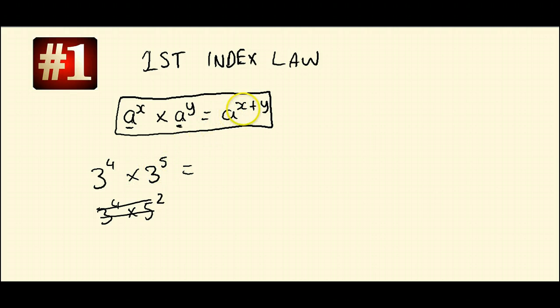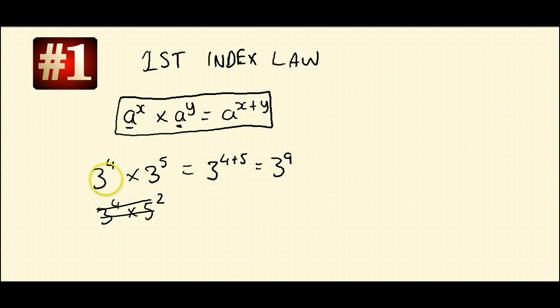Okay, to do this one, 3 to the power of 4 times 3 to the power of 5, the law says you leave the base the same in your answer and you add the two indices. So here we had x and here we had y. We're going to add those together. So 4 plus 5. Okay, and we can simplify that. 4 plus 5 is 9, so we're going to end up with 3 to the power of 9.